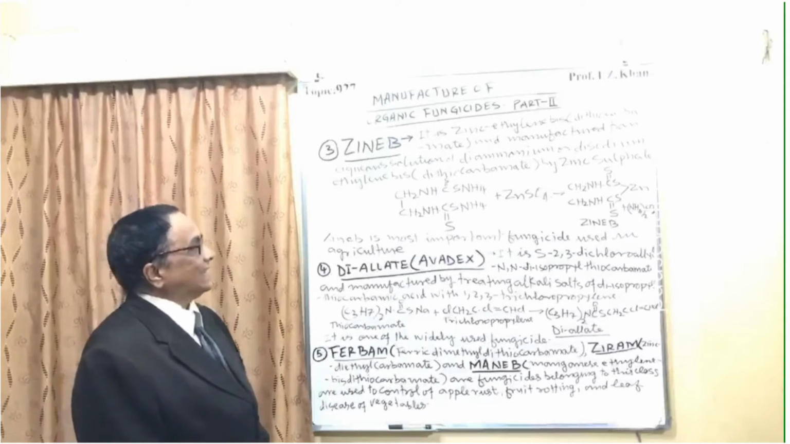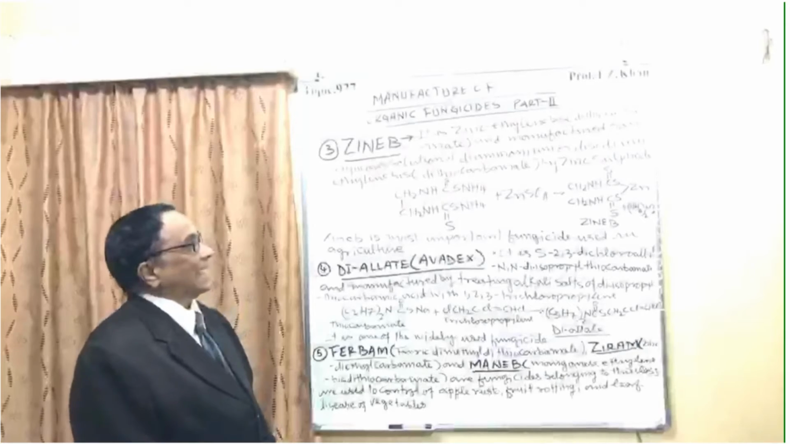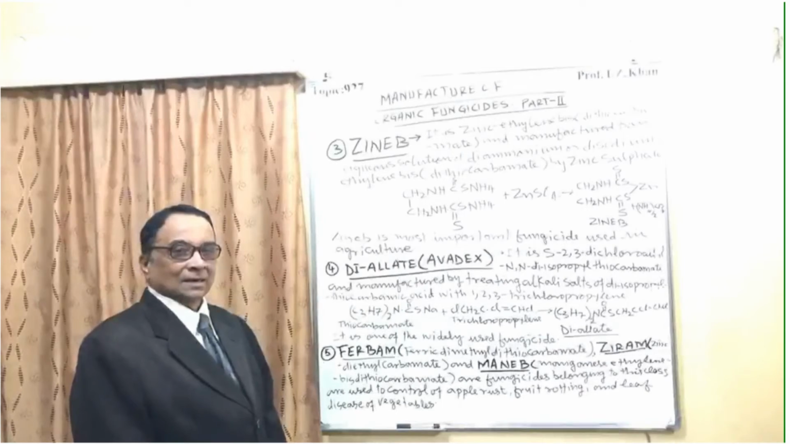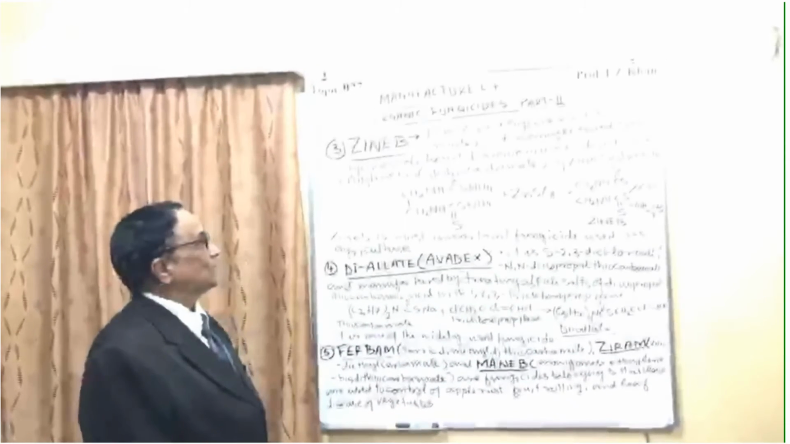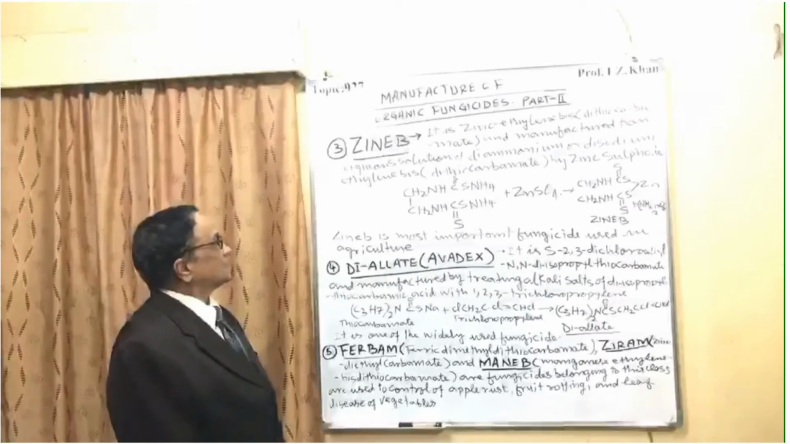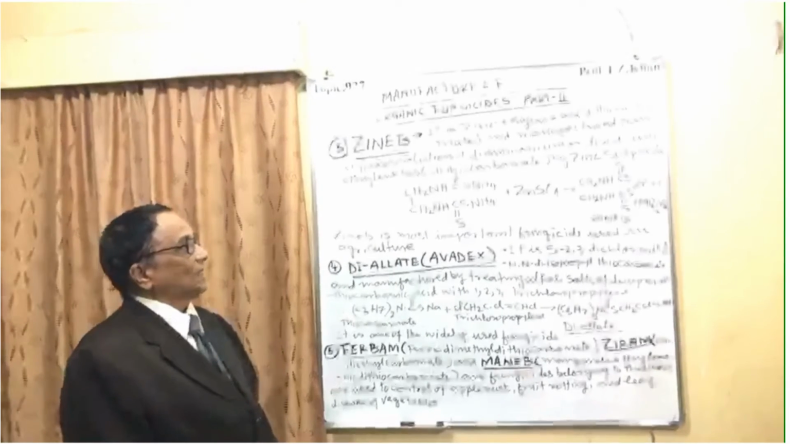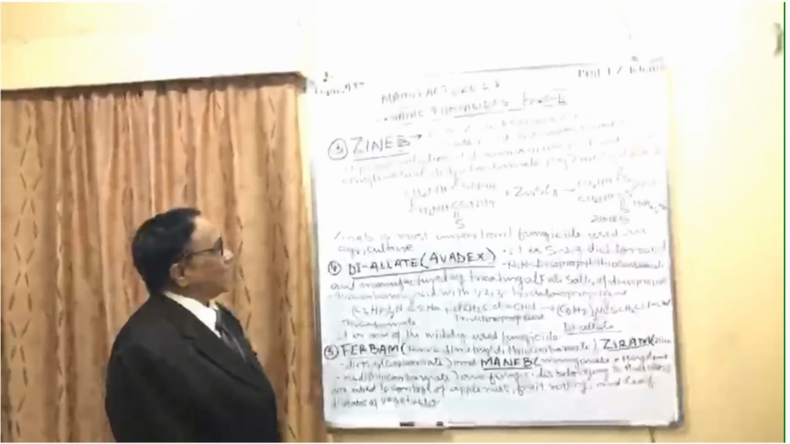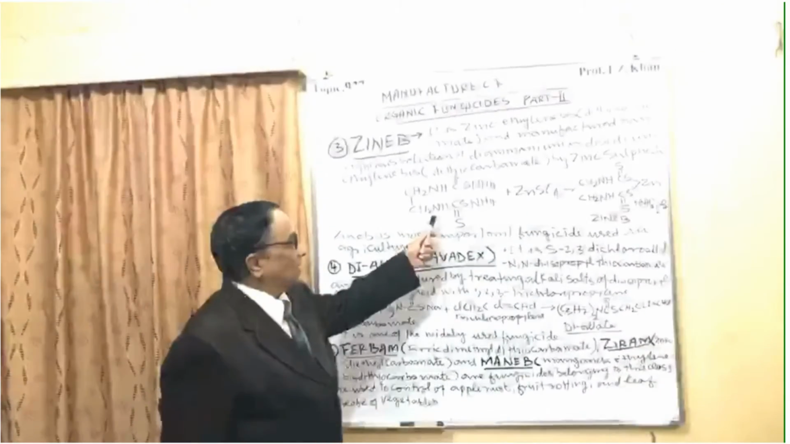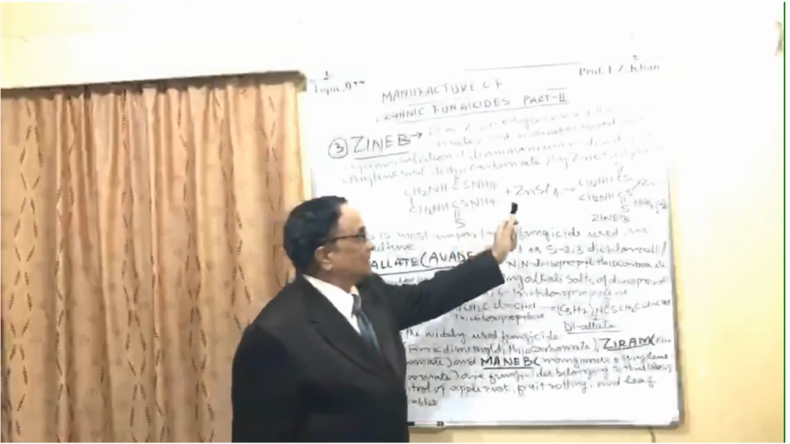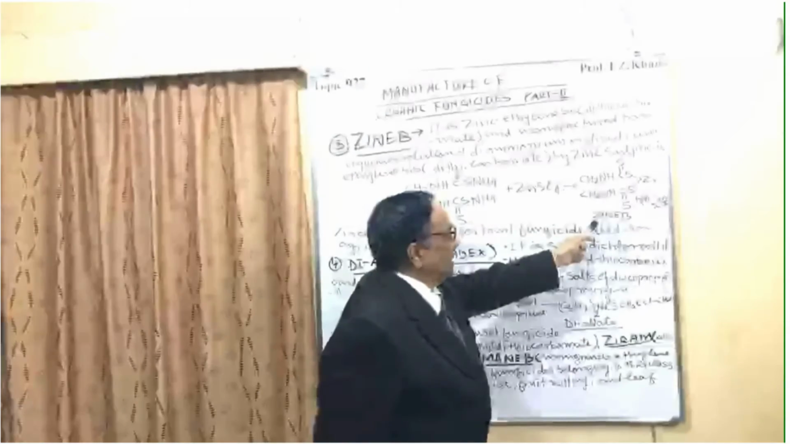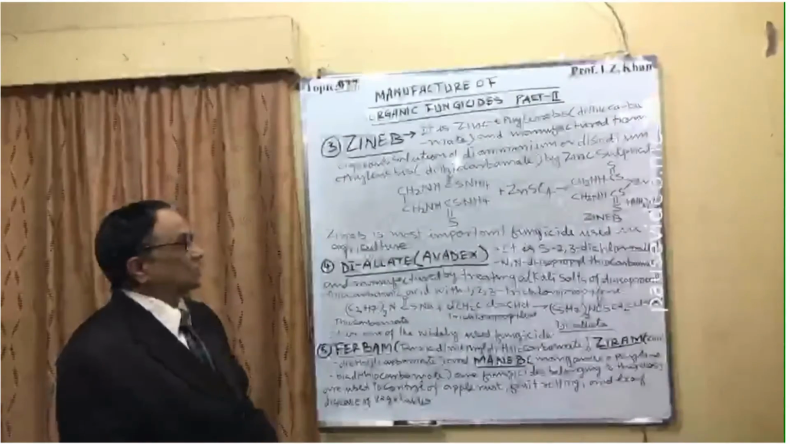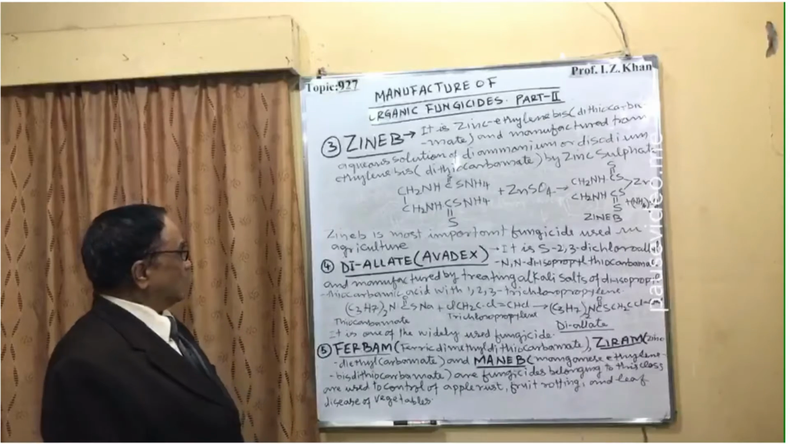Zineb is zinc ethylene bis dithiocarbamate. So this is the derivative of zinc bis dithiocarbamate, and it is manufactured from an aqueous solution of diammonium or disodium ethylene bis dithiocarbamate. This is your ethylene bis dithiocarbamate. When it is treated with zinc sulfate, you will get Zineb fungicide. And Zineb is the most important fungicide used in agriculture.